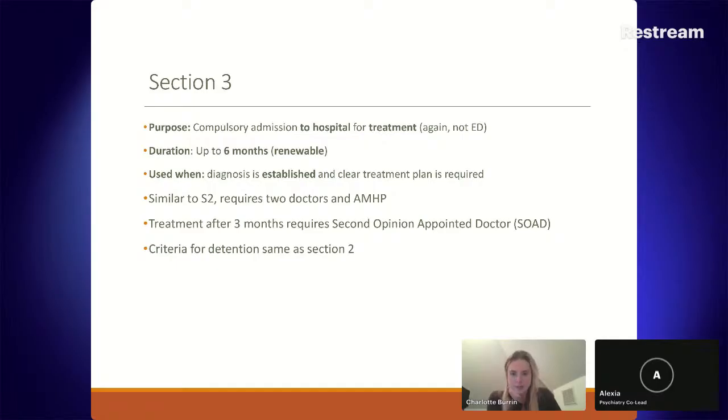So moving on to Section 3. This has the same detention criteria as for Section 2. So you would use the same sort of arguments to decide why somebody would need to be detained under Section 3. It's very similar to Section 2.